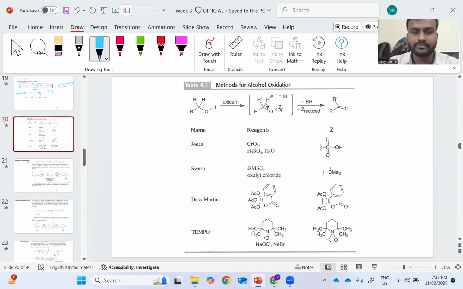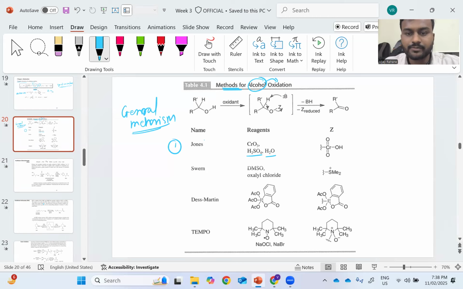All right. So we are going to look at the methods by which we can carry out the oxidation of alcohol. The first reagent covered is Jones reagent, which is chromium trioxide in the presence of H2SO4 and water. The general mechanism for all of these is almost similar to what I have referred to here. In most of the reactions, the mechanism is the same.